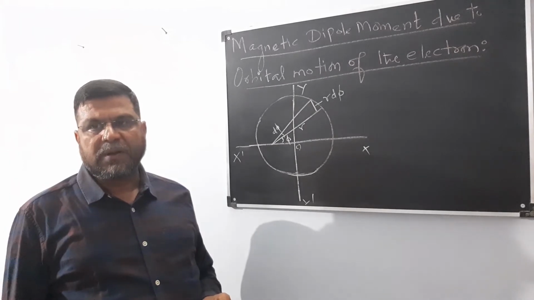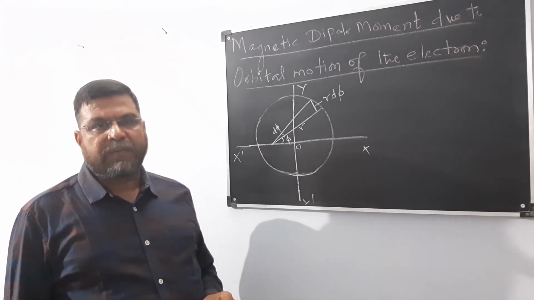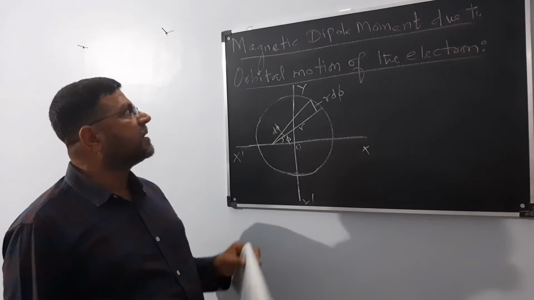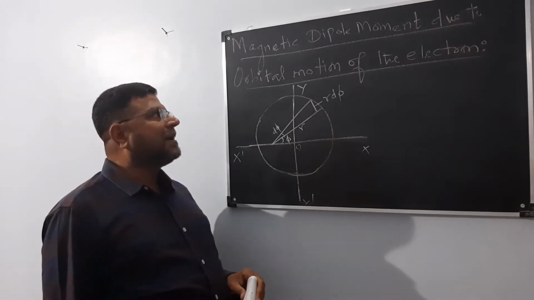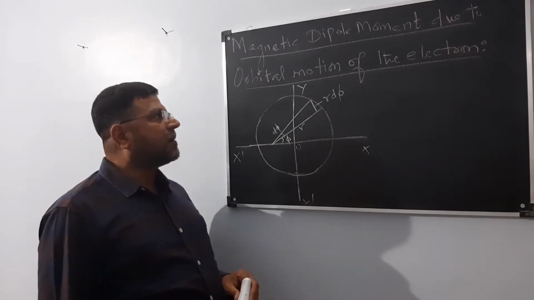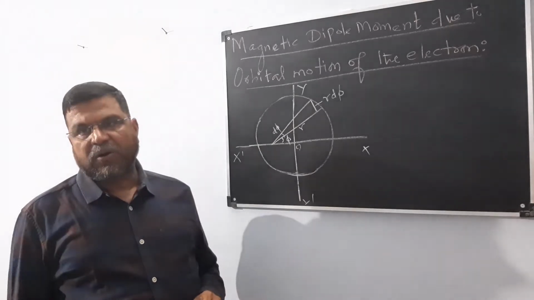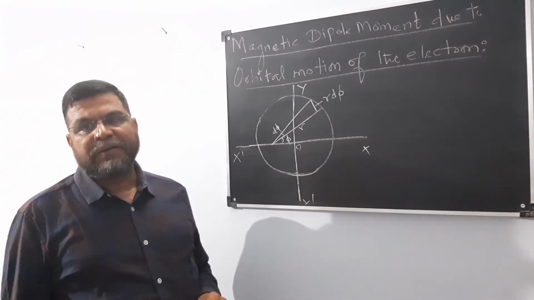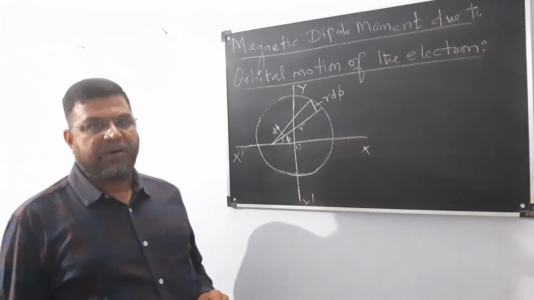We have seen up to last class as angular momentum. So, based on that angular momentum, we are going to see magnetic dipole moment due to orbital motion of the electron. This question also they will ask in section B, 5 marks.